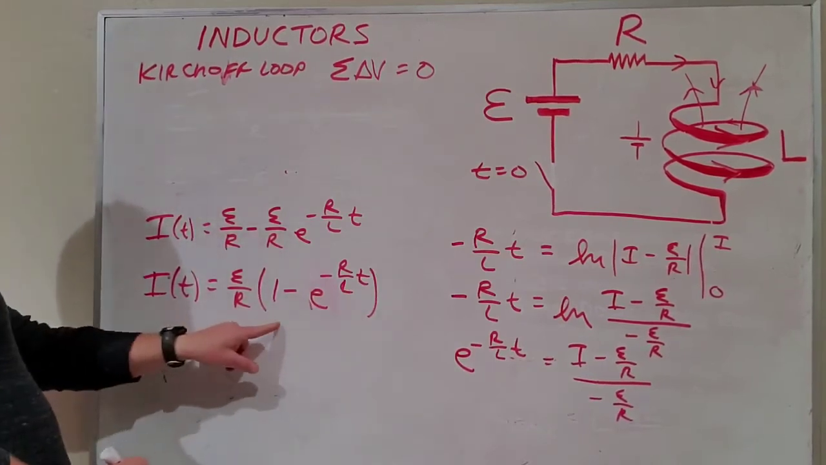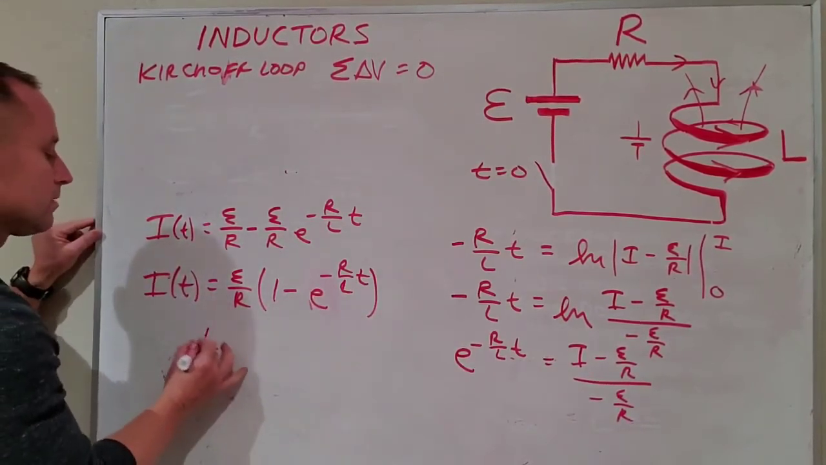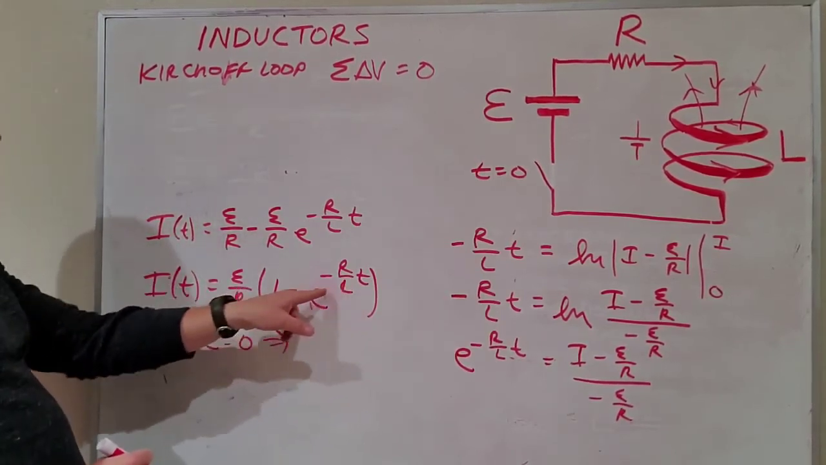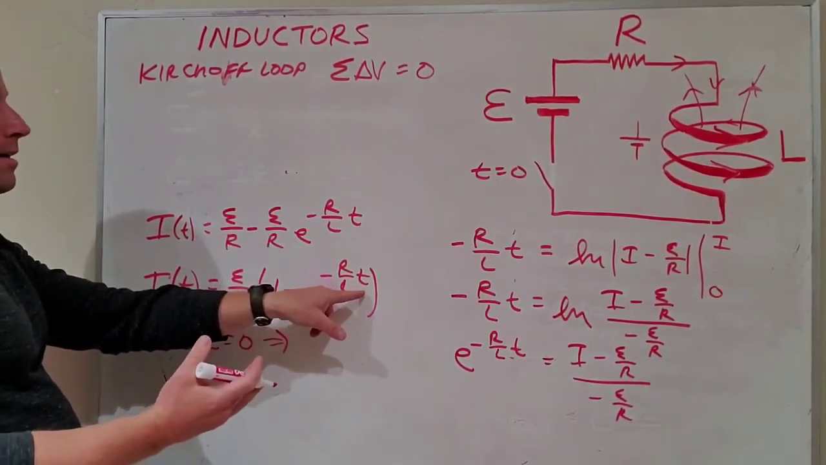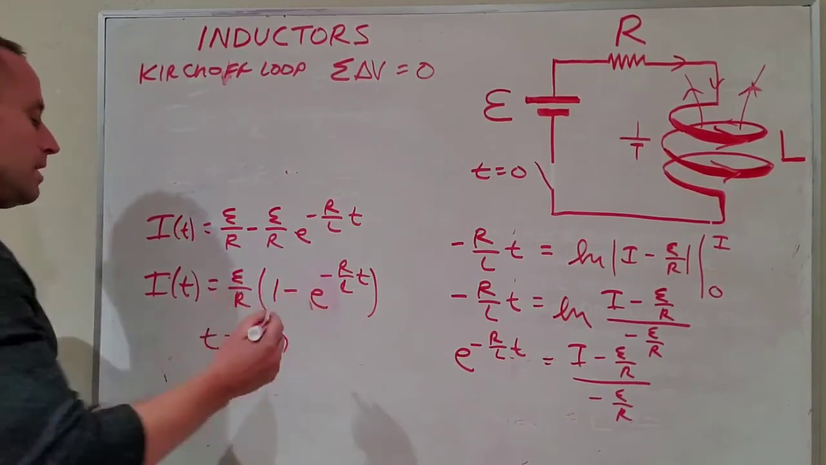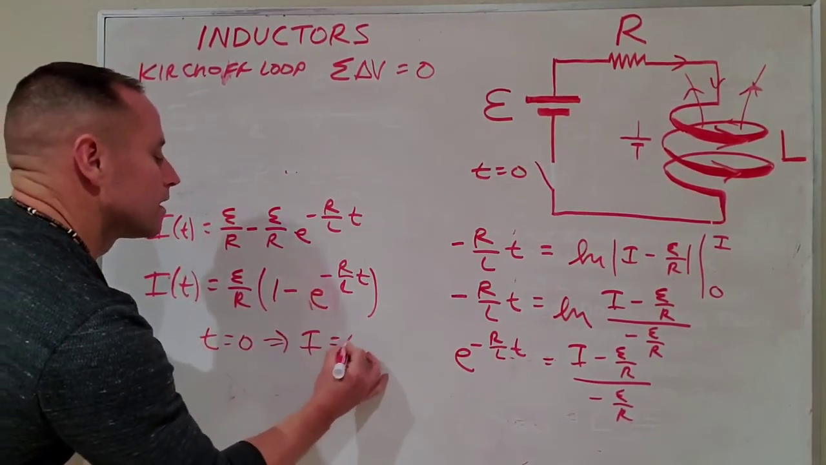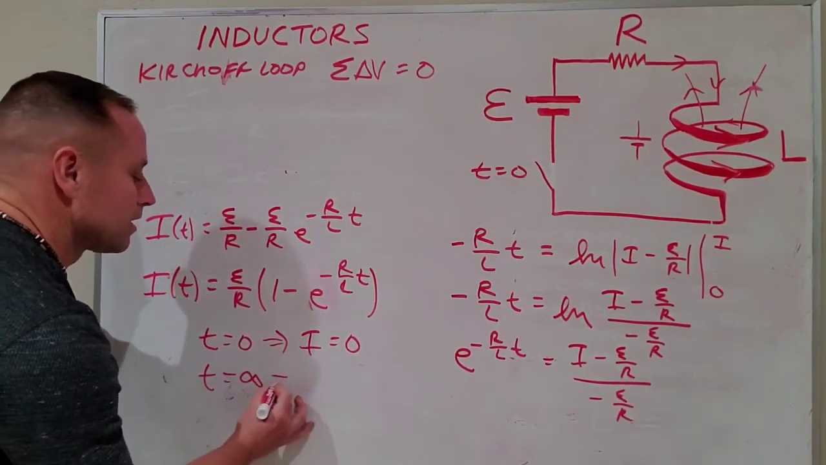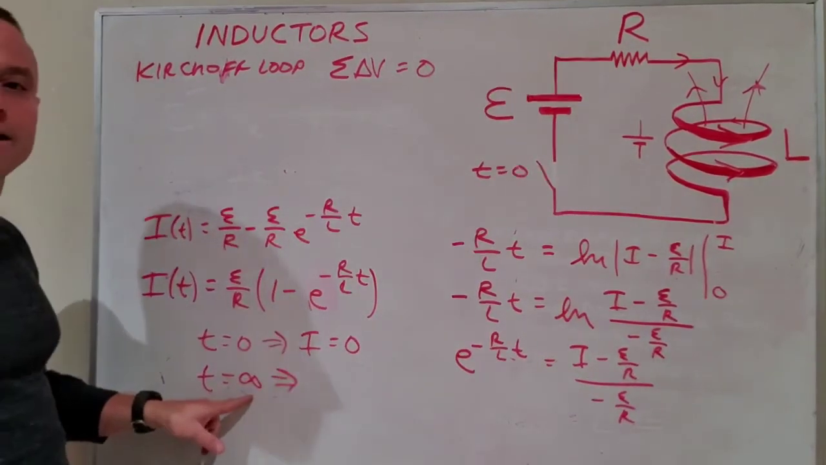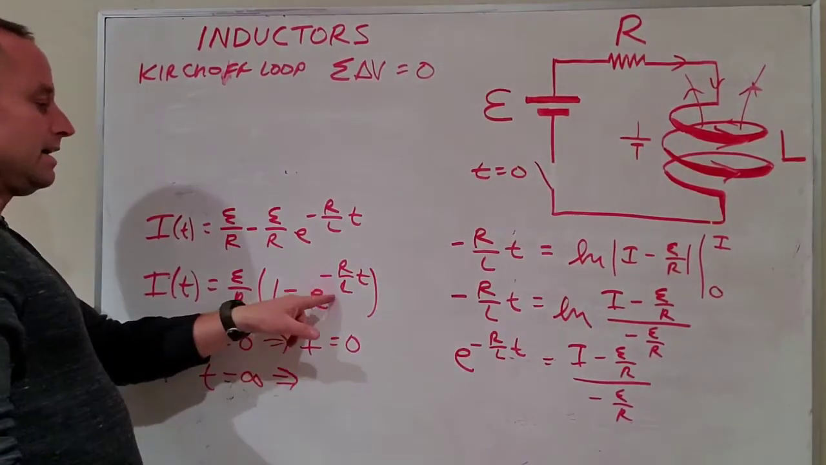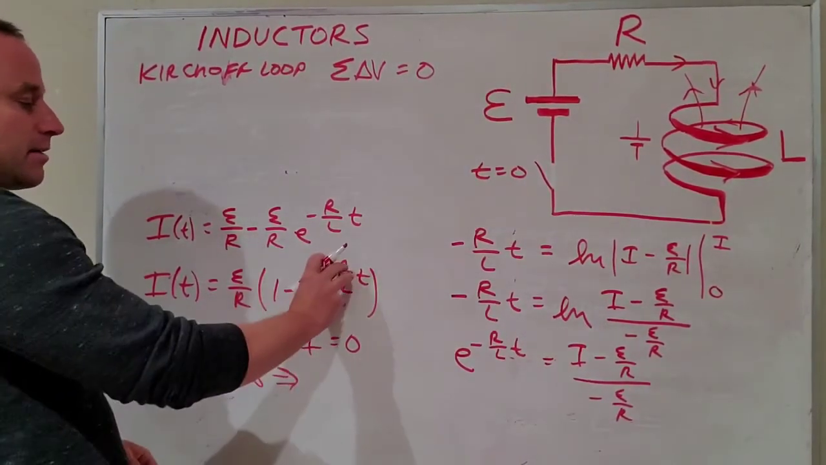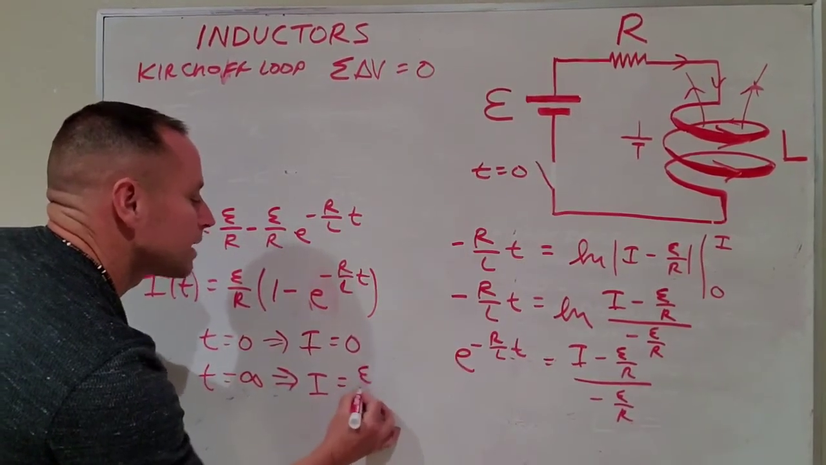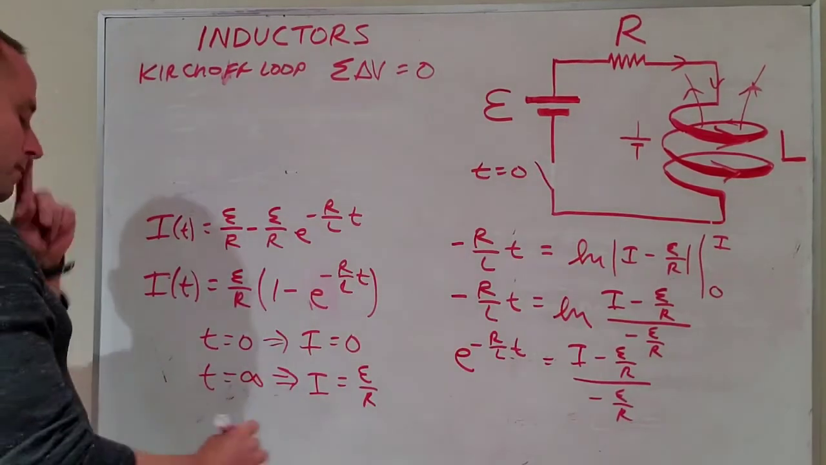Well, let's see what's going on here. When t equals 0, e to the 0 is 1, right? So you get 1 minus 1, you'll get a current of 0. When t equals infinity, if we just wait a long time, let t be big, e to the minus a big thing is basically 0. And so your current is going to approach epsilon over r. It's going to approach the value you get from Ohm's Law.